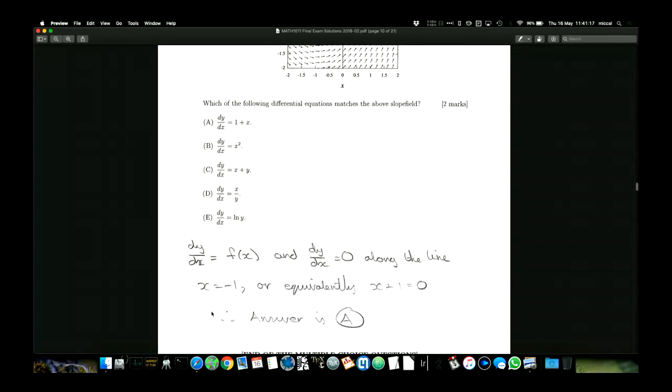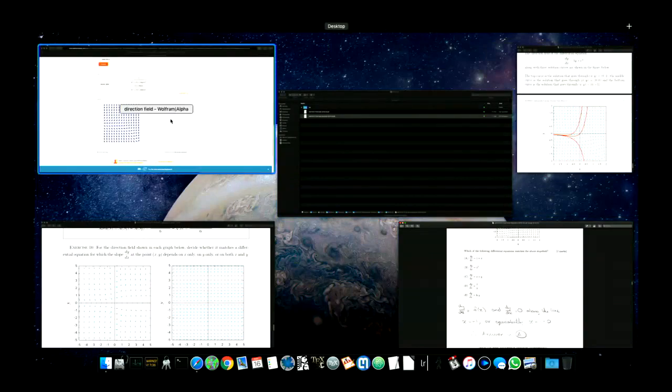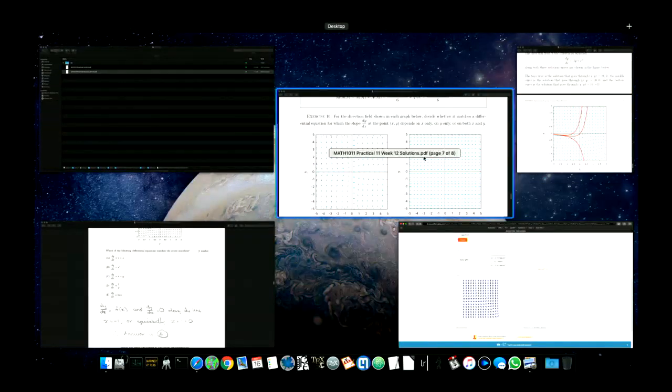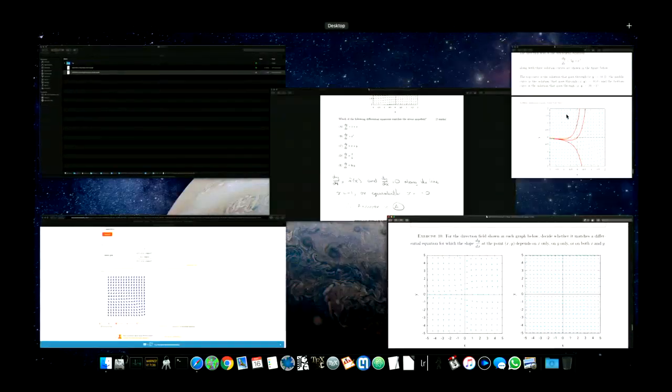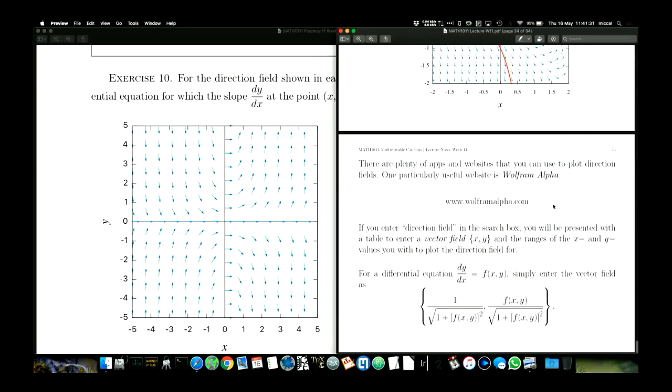I'm not going to get you to draw one. I'll give you one and get you to do something with it. But if you do want to draw your own, just follow the instructions on this last slide, and you can use Wolfram Alpha to draw some.